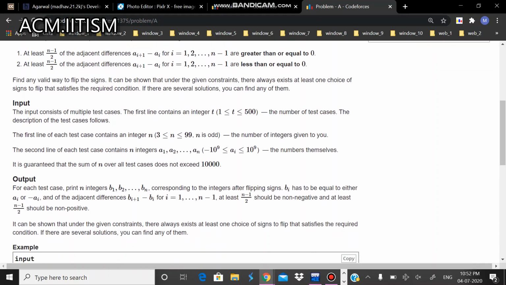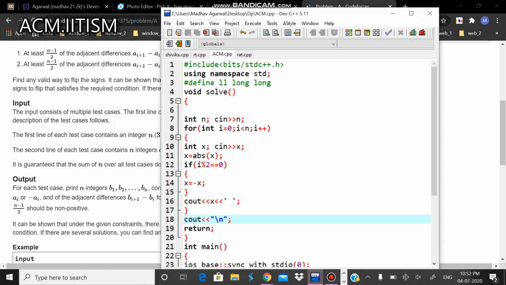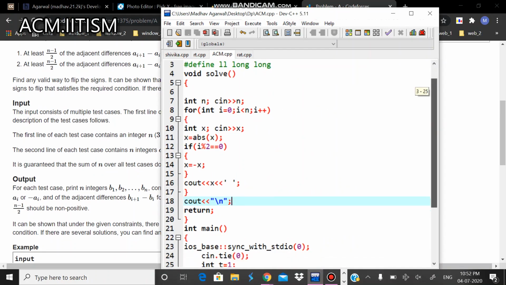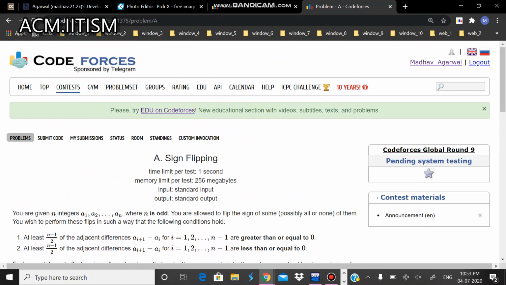Here is the code that I have written. For each number, I'm storing it in x, so I'll take the absolute value of x, and if the position is even, I'll just multiply it by minus 1, that is x is equal to minus x, and then print it. I'll be sharing the accepted solution with you guys.